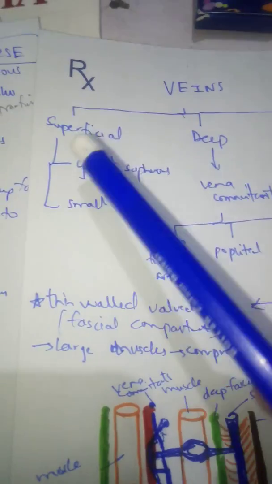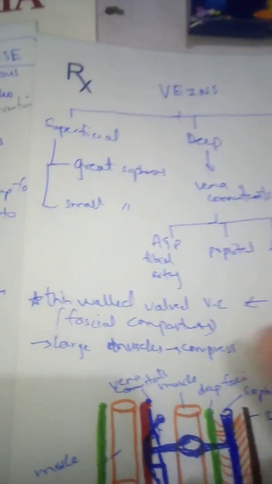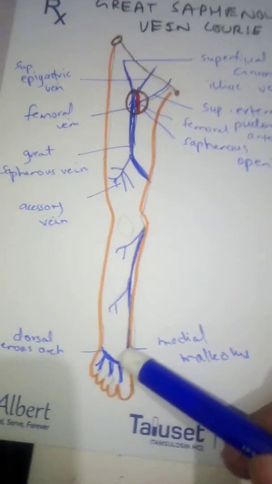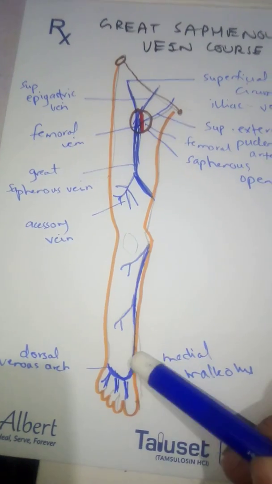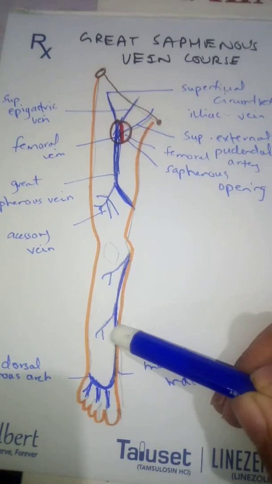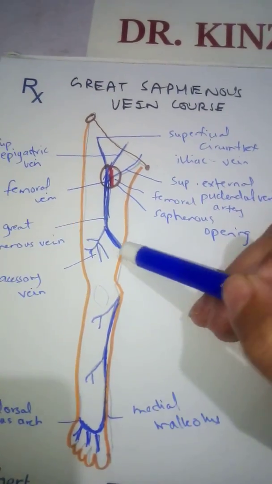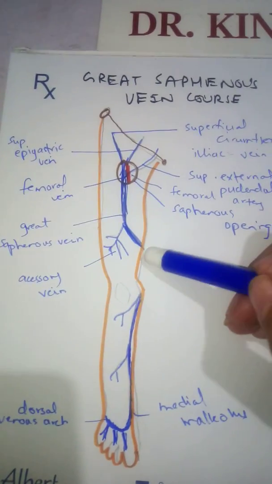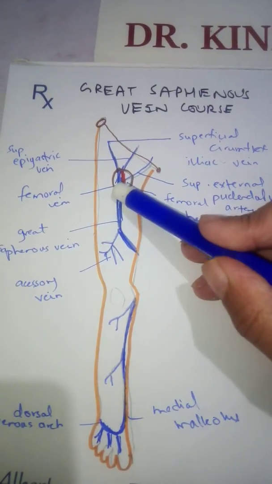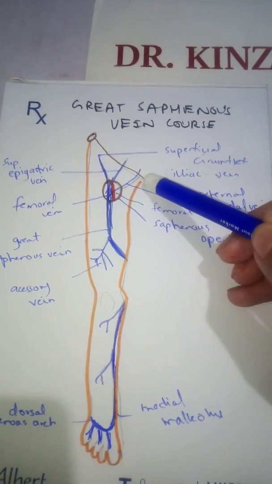Now, if we discuss the superficial veins first, the most important one is the great saphenous vein. The great saphenous vein starts from the dorsal venous arch, from the medial side of the dorsal venous arch, and it flows upwards along the medial side of the leg, and it goes backwards to the knee. When it comes to the mid thigh, it curves forwards on the medial side of the thigh, and it drains into the femoral vein at the saphenous opening, which is below and lateral to the pubic tubercle.